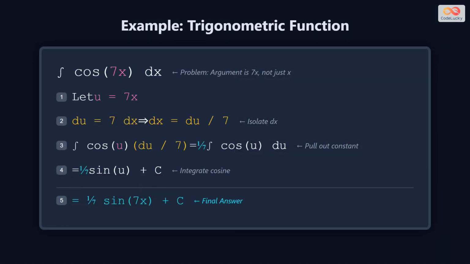Let's look at a trigonometric example. The integral of cosine of 7x. Here, the inner function is 7x, so, step 1, let u equal 7x. Step 2, find du. The derivative of 7x is 7, so du equals 7 dx. Notice we need to isolate dx to make the substitution clear, so we divide by 7. Step 3, substitute. We get the integral of cosine u times du over 7. We can pull the 1/7 out to the front. Step 4, integrate cosine to get sine. And step 5, put 7x back in. The result is 1/7 sine of 7x plus c.